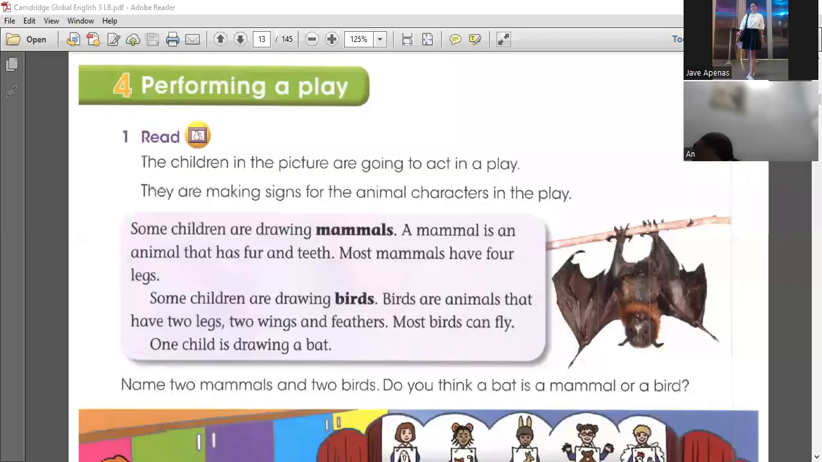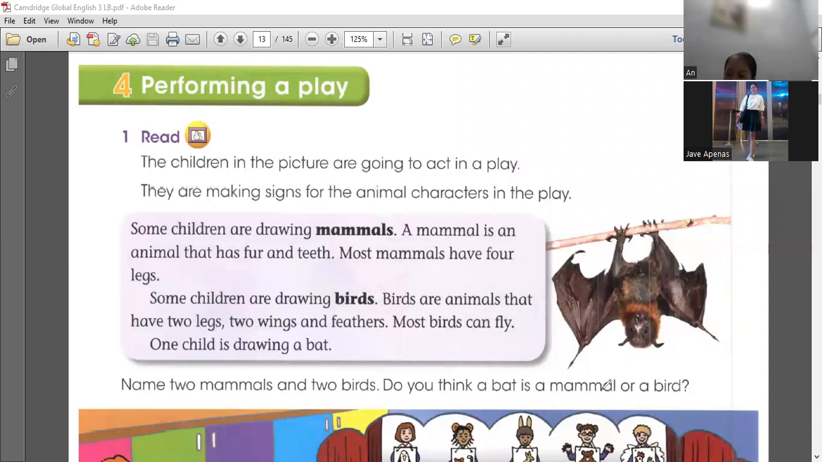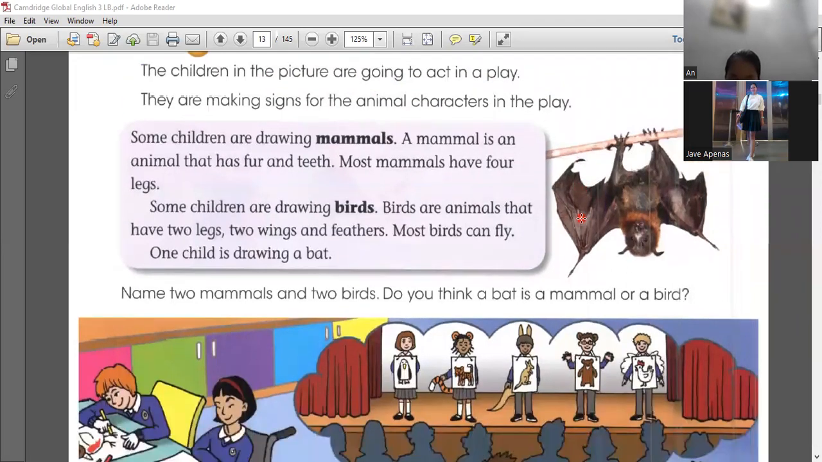Well, tonight we're going to continue to study your book. So just wait, I'll share it with you. Can you see your book? Yes. Okay, so we're going to talk about mammals and birds. I guess you have this one in your science class. So just a recap of what you have learned. The children in the picture are going to act in a play. They are making signs for the animal characters in the play. So let's read first what's in the box. Can you read some?